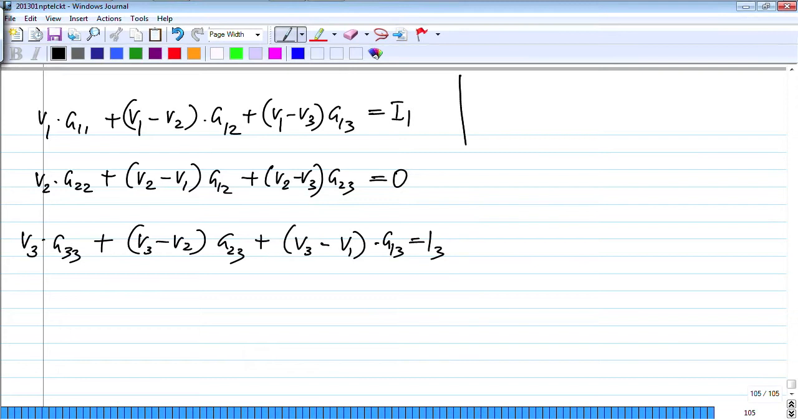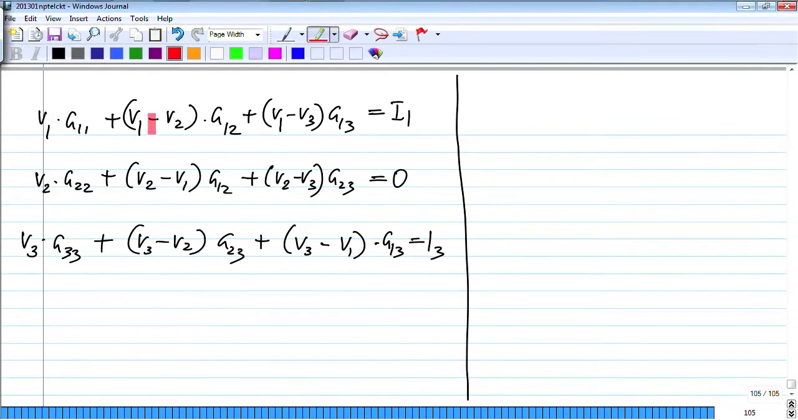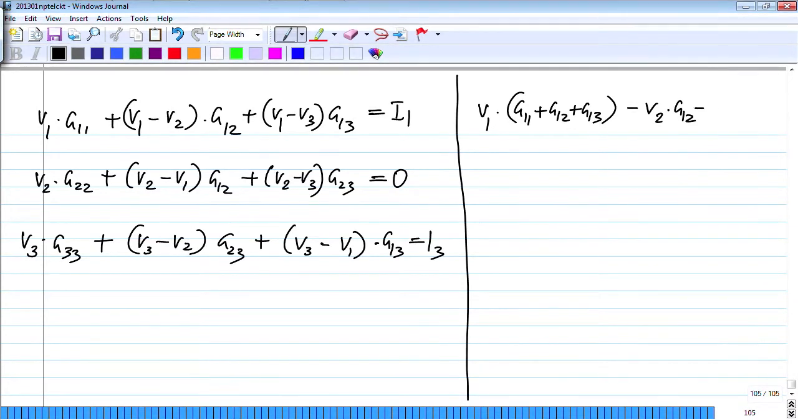Now I will rearrange these slightly, and what I will do is I will group the variables. That is, I have V1 here, there and there. I don't want to have it like that. So I will write it as V1 times G11 plus G12 plus G13 minus V2 times G12 minus V3 times G13 equals I1. Okay, that is, I grouped all the coefficients of V1 and V2 and V3.